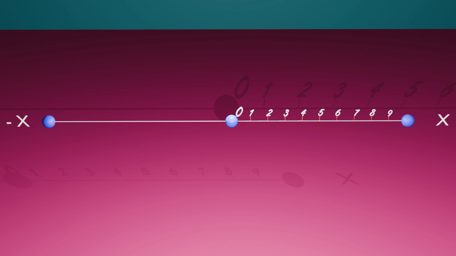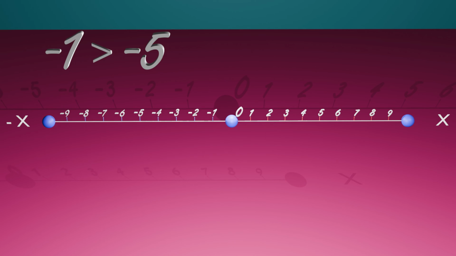There are positive numbers on the right side of 0 and all negative numbers are on the left side of 0. There is one thing to remember. As we go towards right side from 0, numbers become greater and greater. That means 5 is always greater than 1. And also as we go from 0 to left side, numbers become smaller and smaller. That means minus 1 is greater than minus 5.